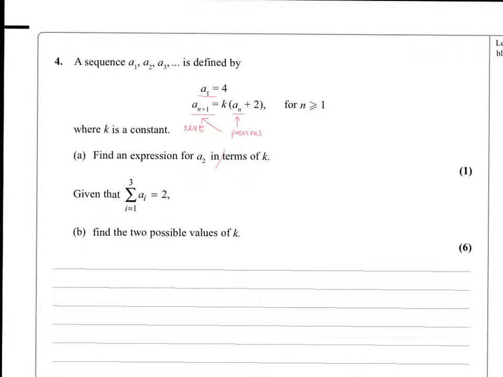Part A is finding the second term. So we use the recurrence relation, which is this one here, and we substitute A1 into there and we'll get A2.